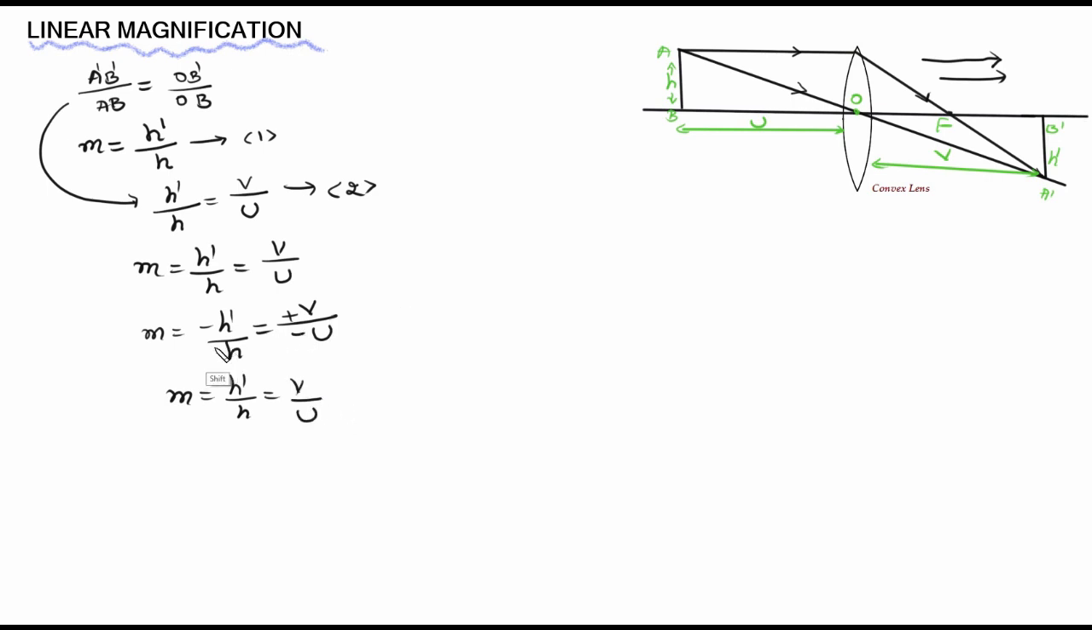So this expression represents the magnification produced by the lenses. Okay, magnification produced by the mirrors will have a negative sign here, but for the magnification produced by the lenses we have M is equal to h dash by h is equal to V by U.